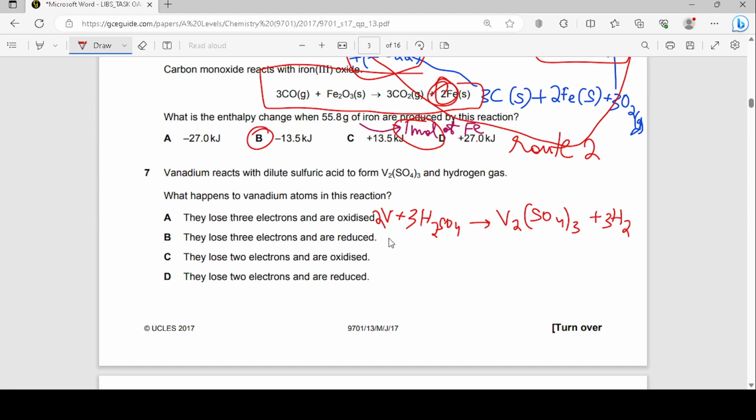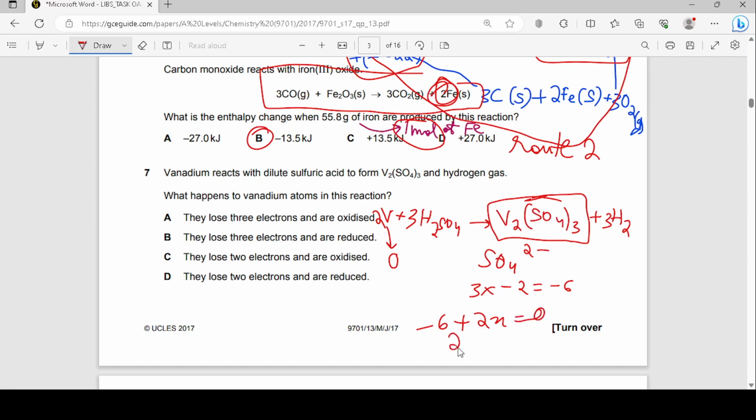And now, what happens to the vanadium atoms in this reaction? So over here, in the natural state of vanadium, which is just V, not in a compound, its oxidation state will obviously be 0 in this elemental state. And then over here in V2(SO4)3, the SO4 ion has a 2 minus charge, so it's SO4 2 minus, right? So if I have 3 of SO4 2 minus, my charge because of this is 3 times minus 2, so that'll be minus 6. Let me take the oxidation state of vanadium as X, but I have 2 atoms of vanadium, which will be 2X. And the overall charge of the compound is 0, right? So 2X equals plus 6, X equals plus 3. So over here, my vanadium has an oxidation state of plus 3, okay?